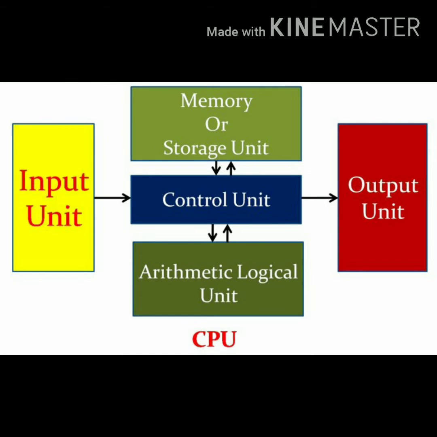Each computer has five main parts or components as follows. First is the input unit, second is the output unit, and third is the memory, arithmetic and logical unit, and control unit. These parts and the interrelationship between them are shown in the figure below.